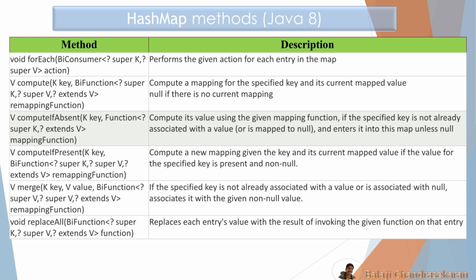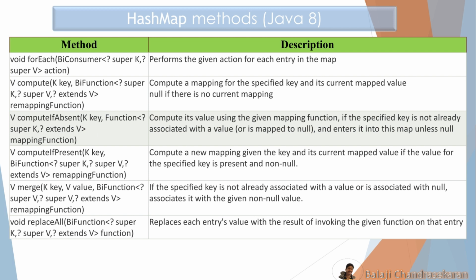In the merge method, if the specified key is not already associated with a value or is associated with null, it associates it with the given non-null value. Otherwise, it replaces the associated value with the results of the given remapping function. The replaceAll method is used to replace each value in the map with the result of applying the given function to the key and its corresponding value.